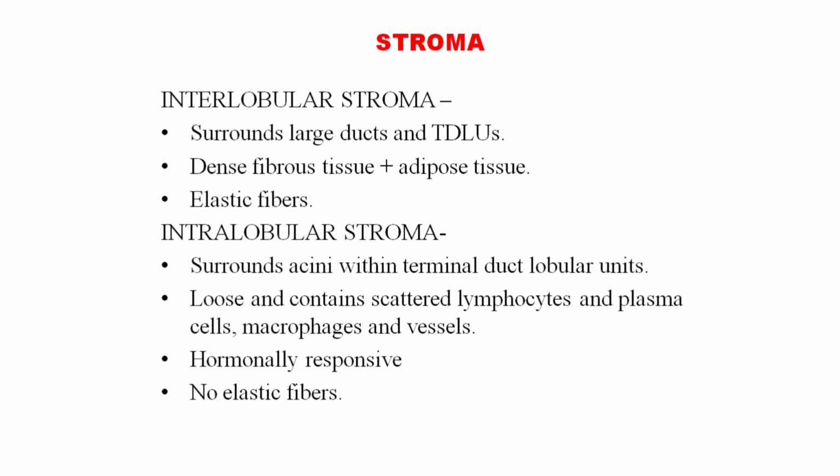Then we have the intralobular stroma, which surrounds the acini within the TDLU. It is comparatively loose, and it has scattered inflammatory cells as well as some blood vessels, and this is the stroma which is hormonally responsive, and it does not have any elastic fibers.